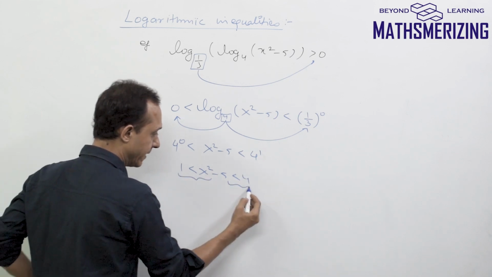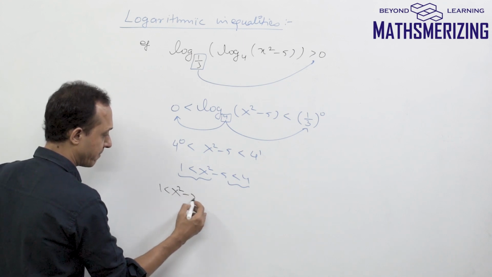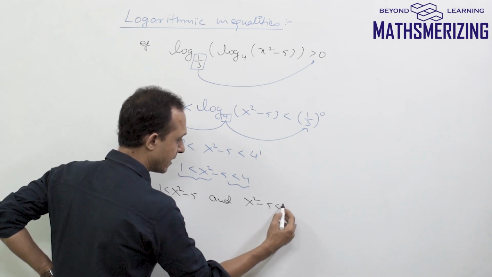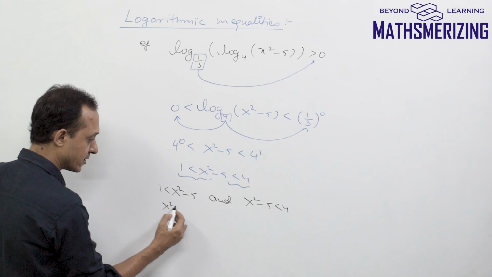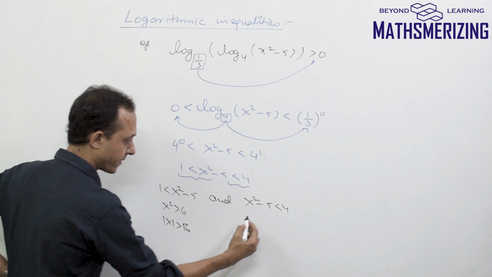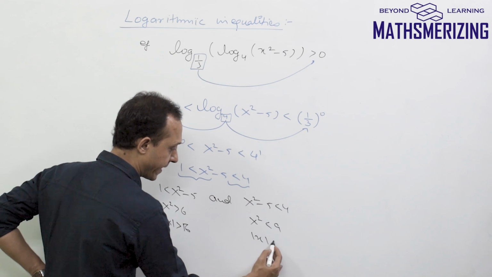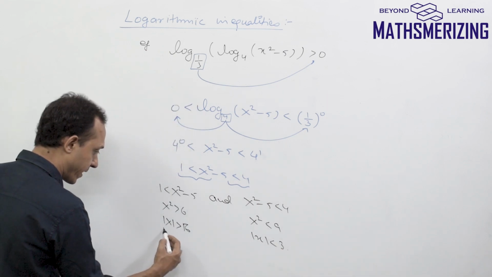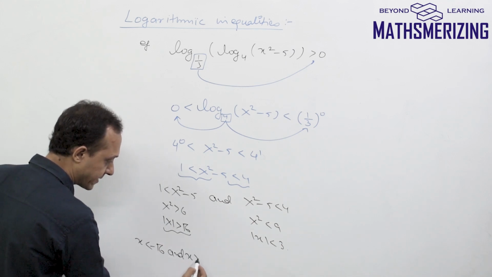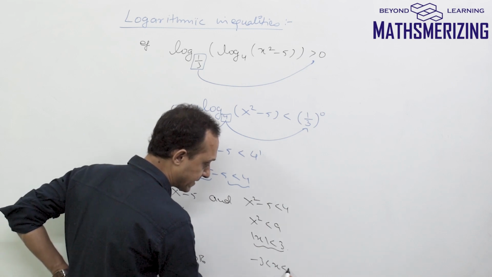So now I'll solve them separately. I'll write this as 1 is less than x square minus 5, and x square minus 5 is less than 4. So from here I'll write x square is greater than 6, or mod x is greater than under root 6, and from here I'll write x square is less than 9. If I take under root I'll get mod x is less than 3. Now when mod x is greater than a then either x is less than minus a or x is greater than plus a, and when mod x is less than a it lies between minus a and plus a.